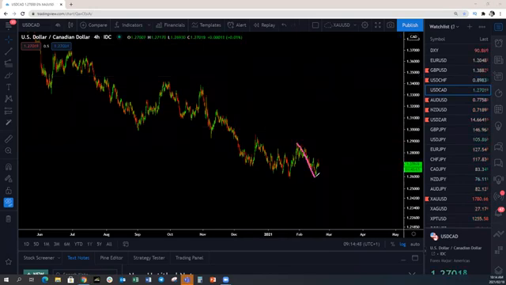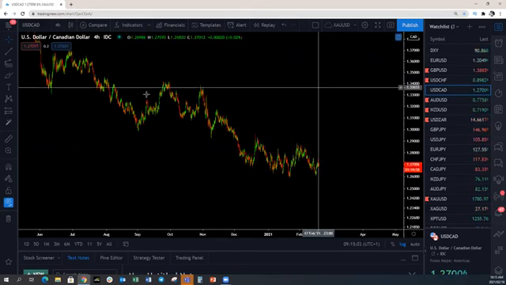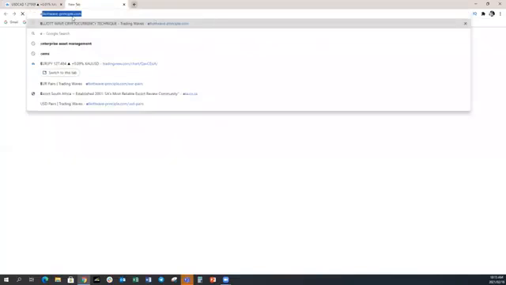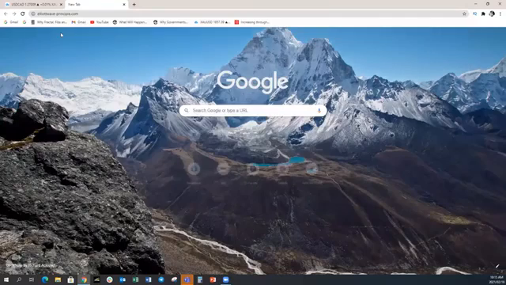Would have expected this one to come down in 5 waves after making what looks like a running flat here. Then we expect this one to make a move to the downside. So the expectation is for this to continue to the downside. Let's have a look at the website here, the sequence that we have on US dollar CAD.